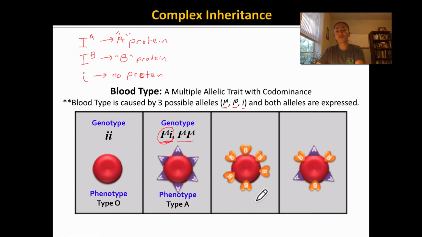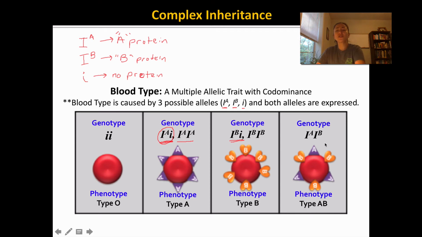Let's look at individuals that have this B protein. What are their possible genotypes? If an individual was IBi, that would create only the B protein, or IBIB would create the B protein. So what you can see here is that there's actually more than one allele combination that could create a certain phenotype.